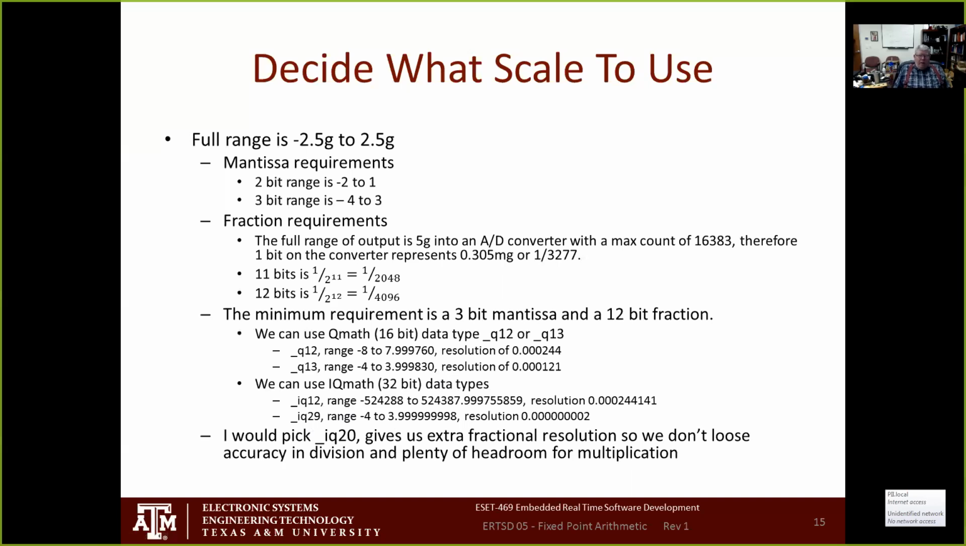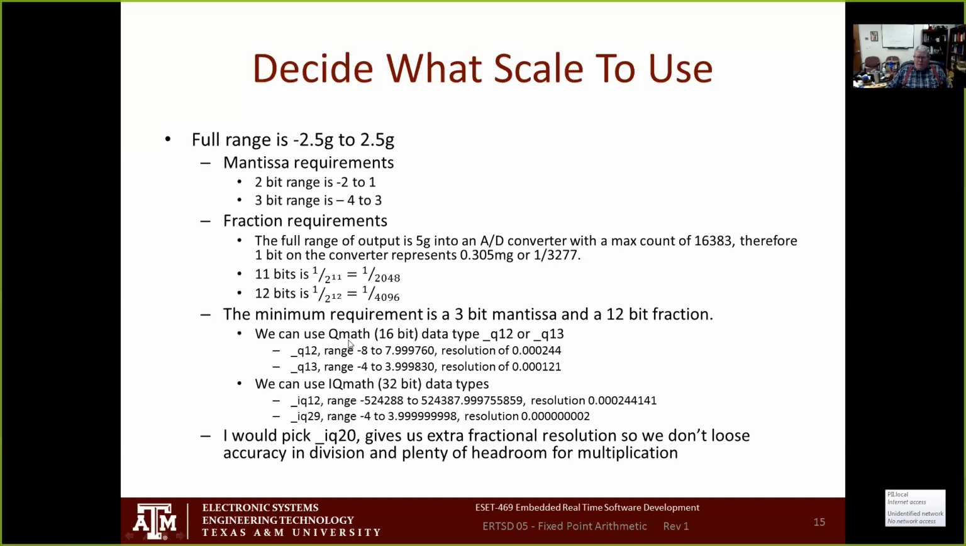Now, for an MSP 432, one of the things that we discovered earlier this semester, if you recall, is that 32-bit math is its most efficient way of doing arithmetic. So we definitely should just go ahead and default to using 32-bit values, the IQ.